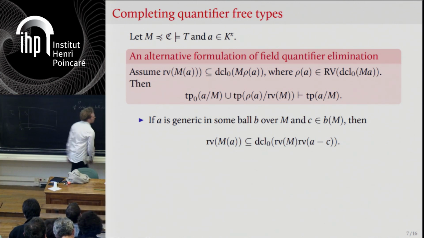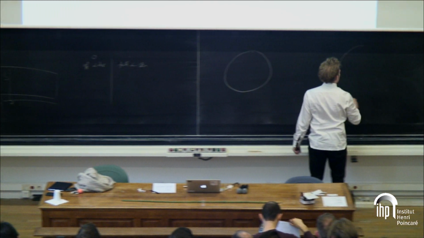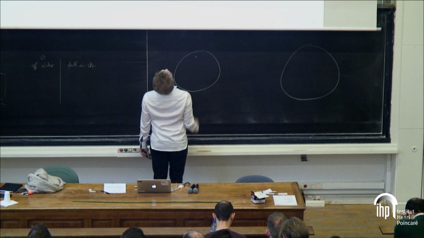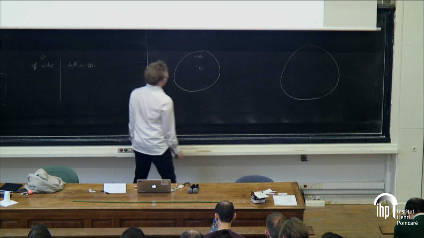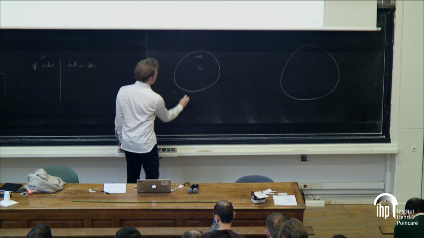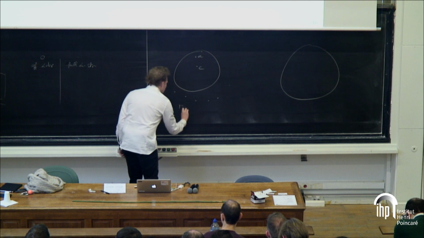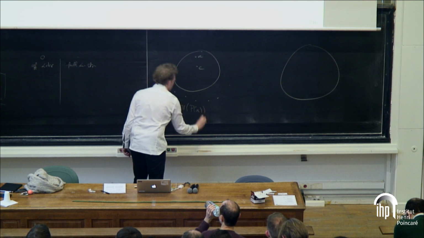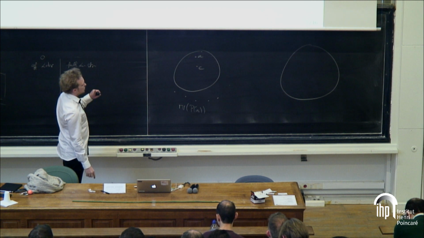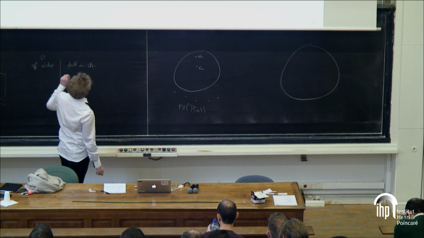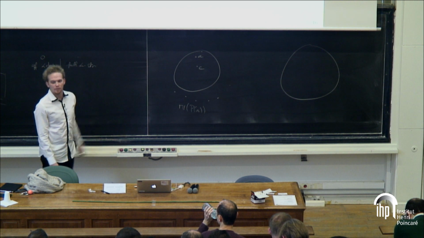Well, essentially, because you have two cases to consider. If you have your ball with your point A and your point C, then you have two cases to consider. Either all the roots of P are outside, and then in that case, it's not very hard to see that RV of P of A is, well, actually, let me for a second assume that B is actually open to make my life easier.